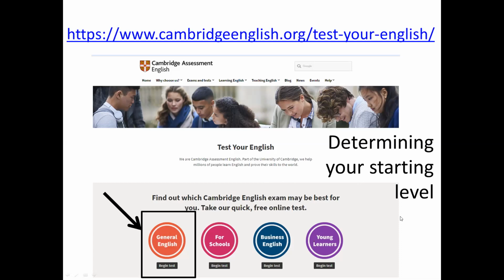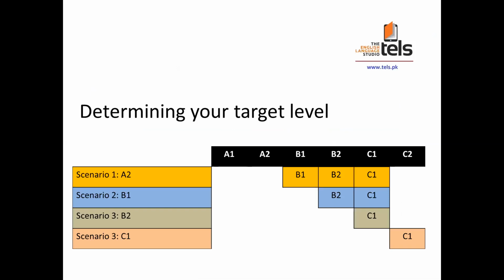If at the end of the test you score A2, they say you are an A2 learner. So please label yourself as an A2 learner. If at the end of this test it tells you that you are a B1 learner, please label yourself as a B1 learner. Then that is the point to start from. Next, what you have to do is determine your target level. So how can you do that? Now we have four scenarios here. Please try to understand these scenarios, and then we will understand our target level.